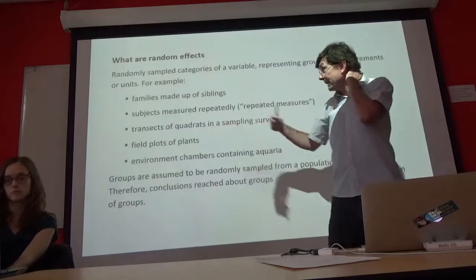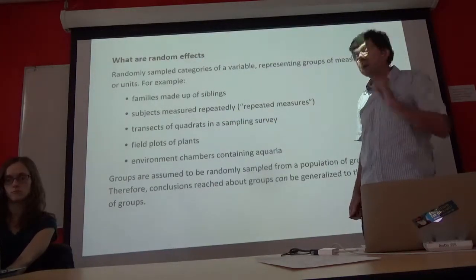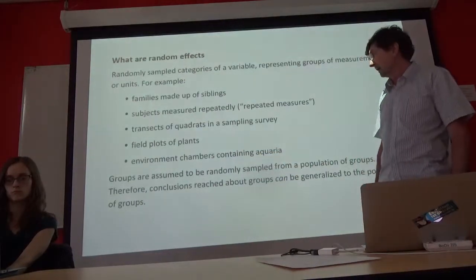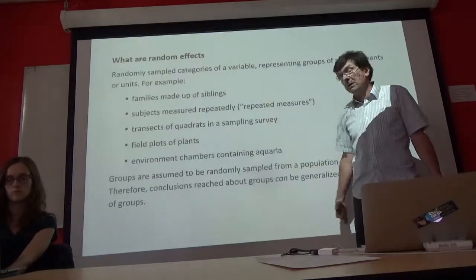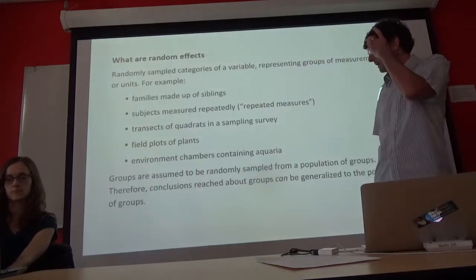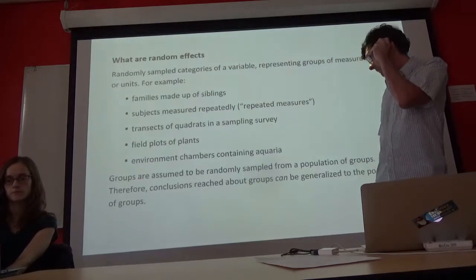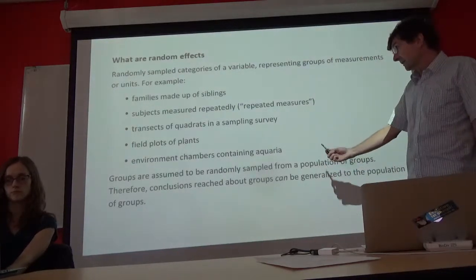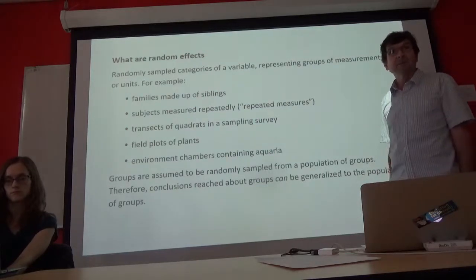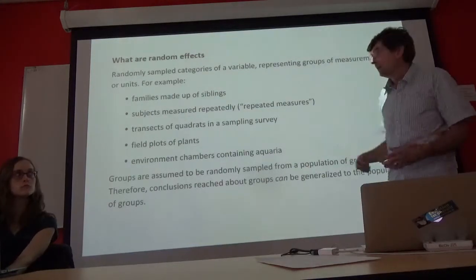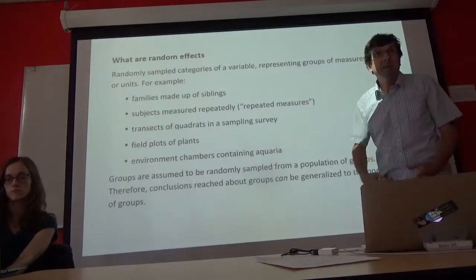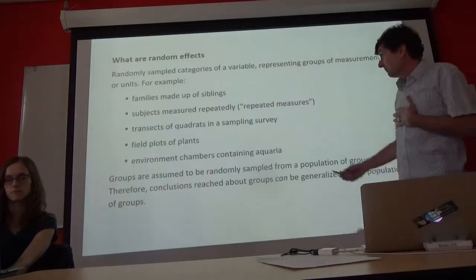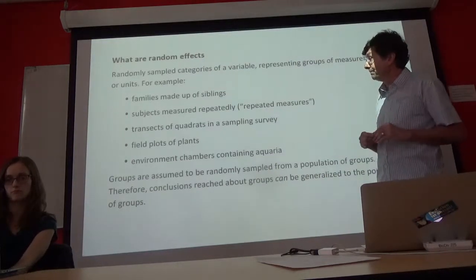Or they might be randomly placed transects of quadrats in a survey. Or they might be plots in a field where treatments can be applied. Or they might be environment chambers containing aquaria where experiments on, say, fish are carried out. In models that account for random effects, the groups are assumed to be random, even if you haven't actually gone out and randomly sampled two chambers from a universe of chambers. You're just going to use the two or four chambers that are available to you. But nevertheless, they would be modeled as random effects.